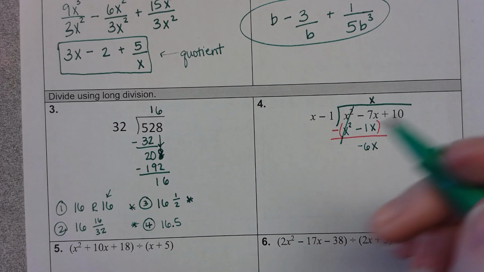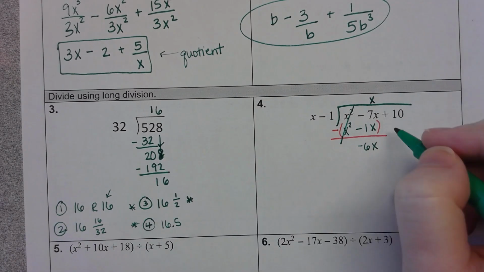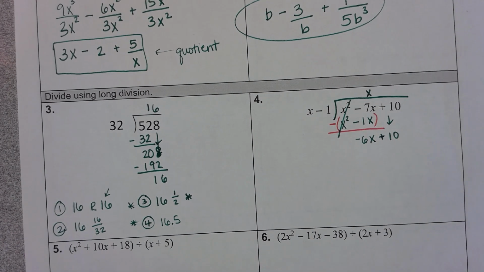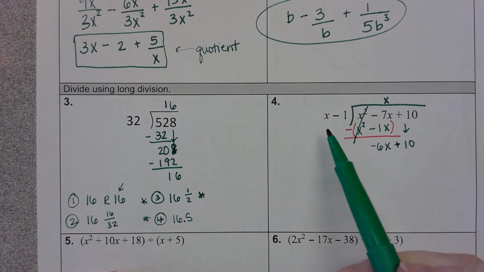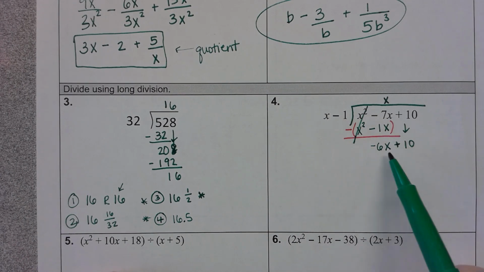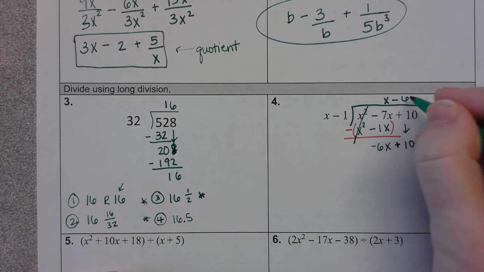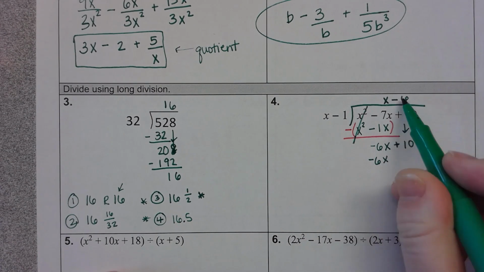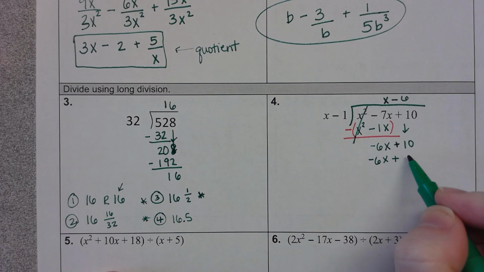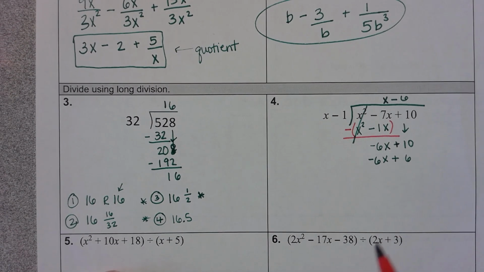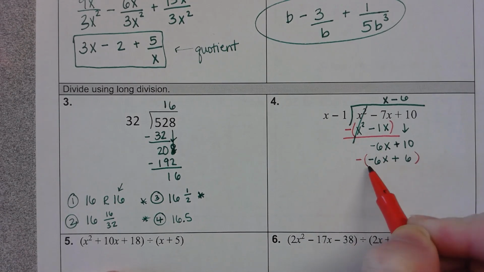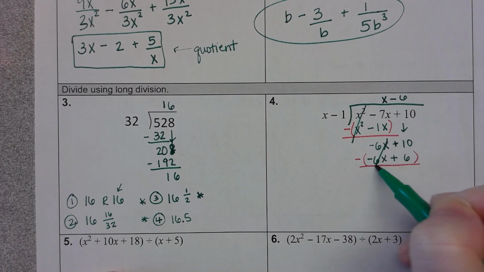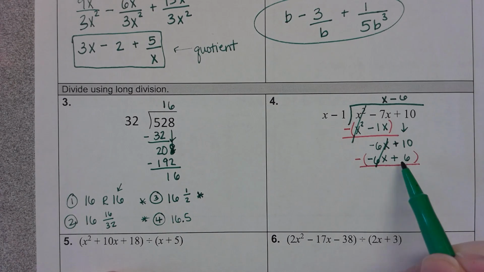And now same thing that I did when I brought down this 8, I need to bring down my plus 10. All right, now I'm asking myself a similar question. What do I need to multiply x by to get -6x? Well, that would be -6. -6 times x is -6x. -6 times -1 is +6. Same thing I just did. I'm going to subtract this entire thing. -6x minus -6x cancels out. 10 minus 6 is 4.